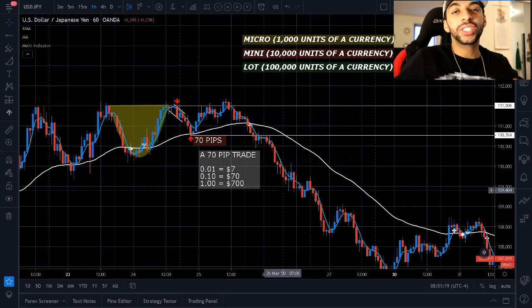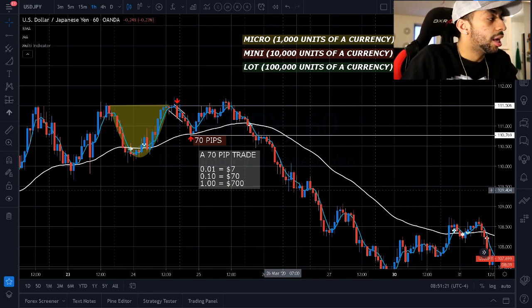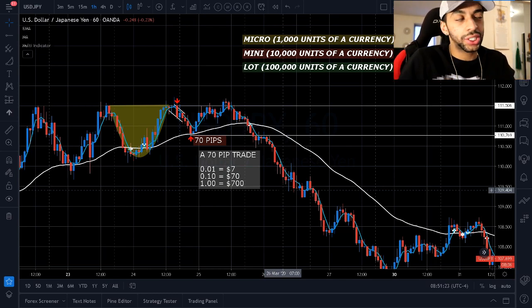Now, if we were trading a full standard, this is where it starts to get good. If we were trading a full standard position at a 1.00, then 70 pips would have been equal to $700. So that's the power of Forex and being able to eventually grow your account to that point.